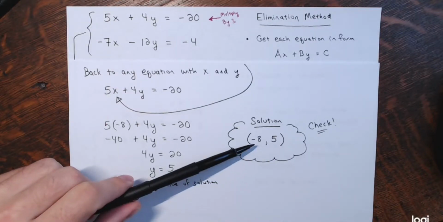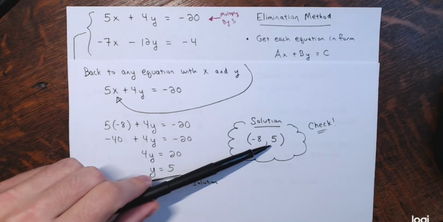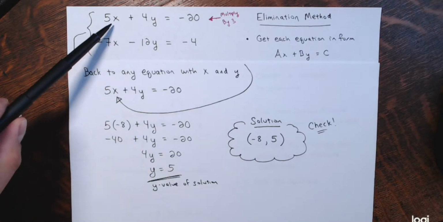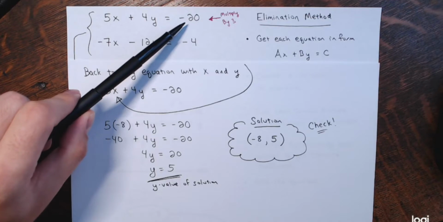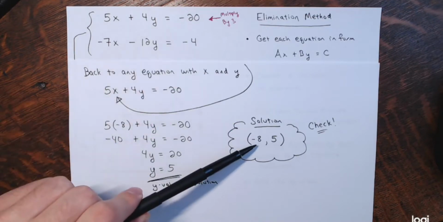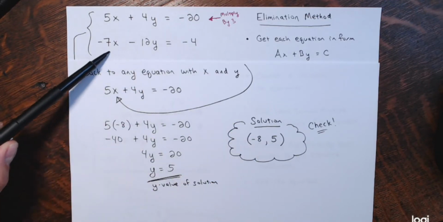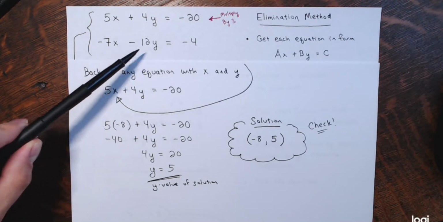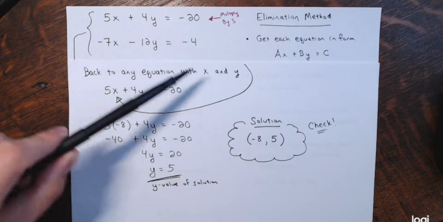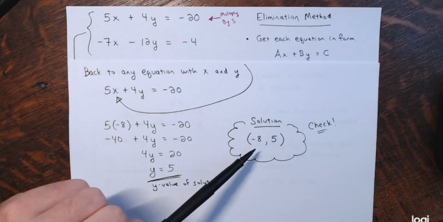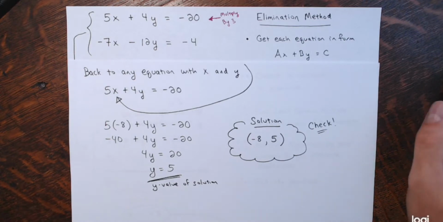Replace x with negative 8 and y with positive 5. You'd have negative 40 plus 20 equals negative 20. That's true. The first equation is satisfied. And then again, same thing for the second equation. You'd have positive 56 minus 60. 56 minus 60 would be negative 4. This does satisfy both equations, so it is indeed a solution of the system.